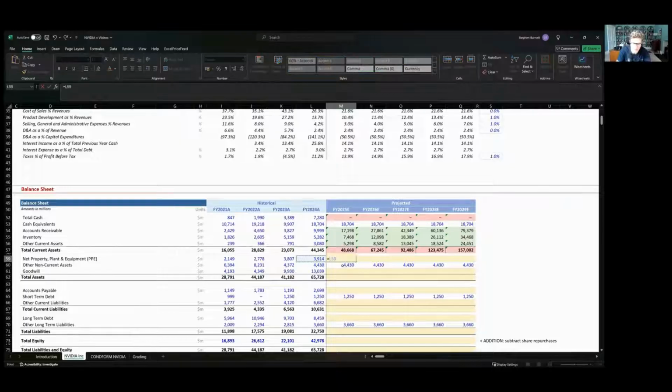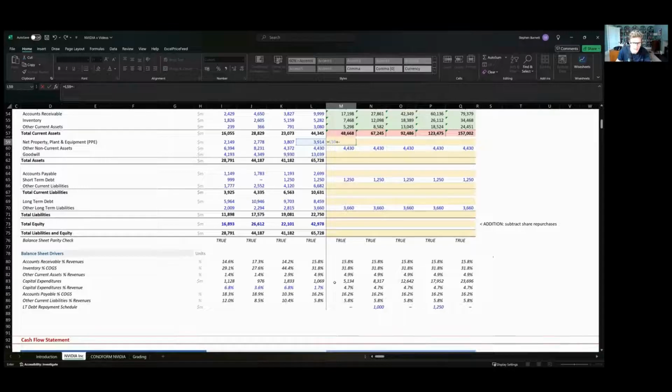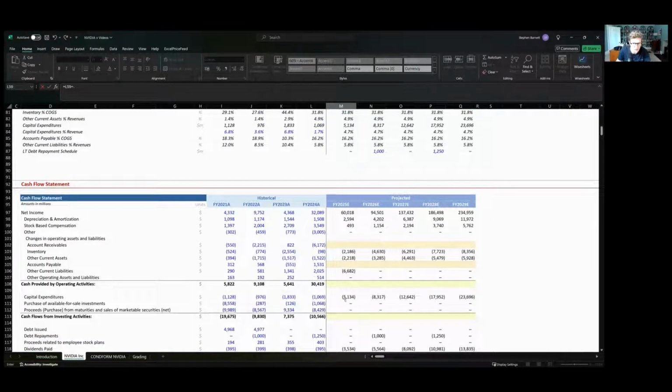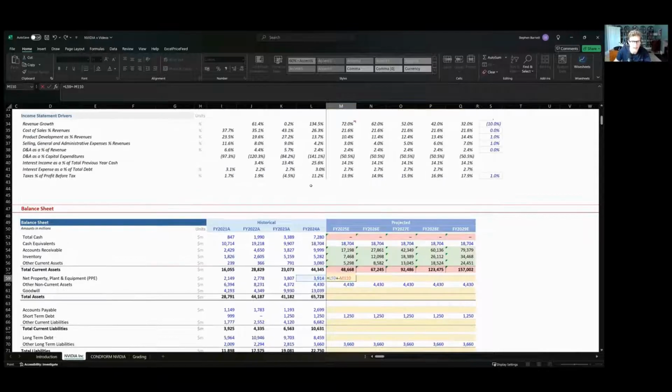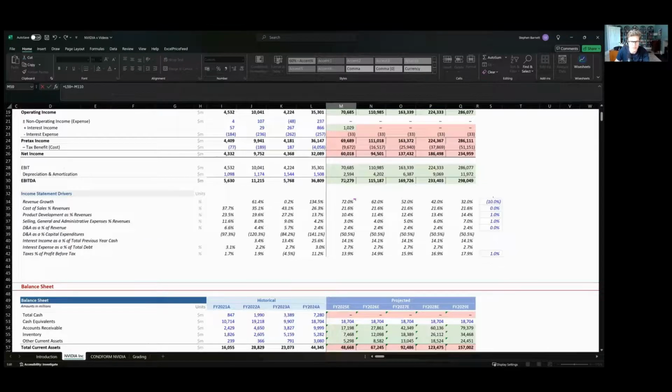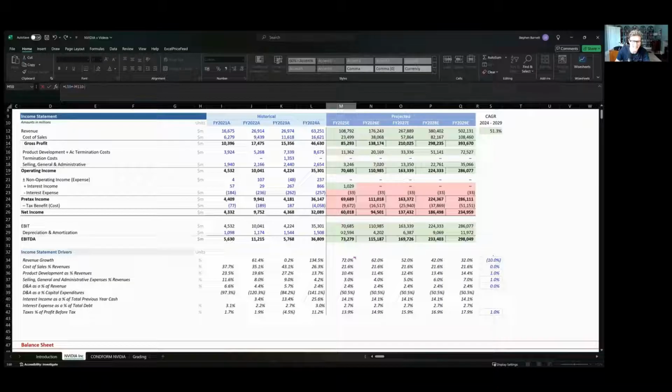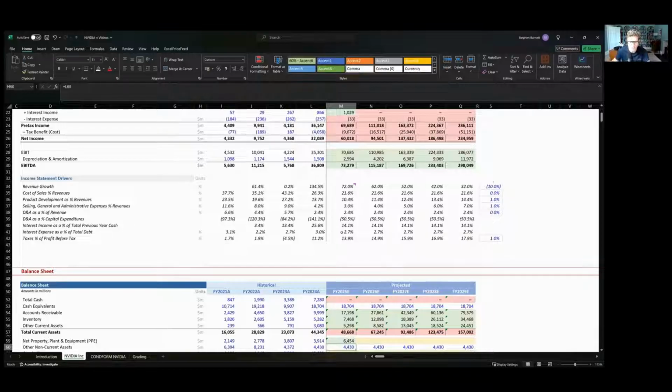Net property, plant, and equipment. Well, look, you take the previous year and you add on capital expenditures. So you add on capital expenditures. So there you go. And by adding on, I mean it's plus minus M110. And then you take away depreciation. So you take away your depreciation line because that's how much your property, plant, and equipment is depreciated by. So depreciation goes down, in this case, by 2.594 billion. And that should go green.